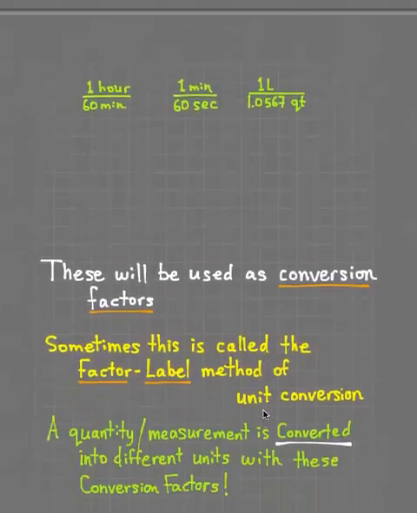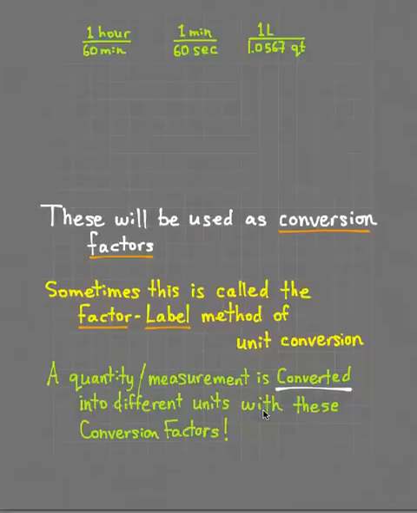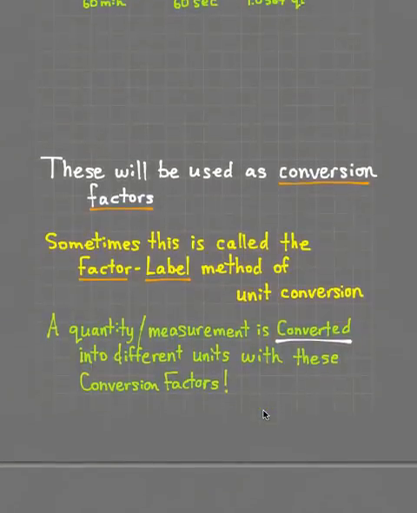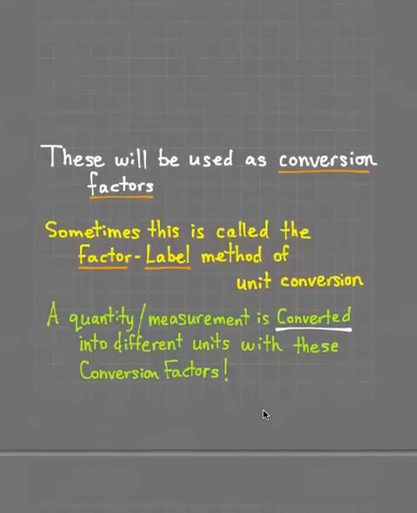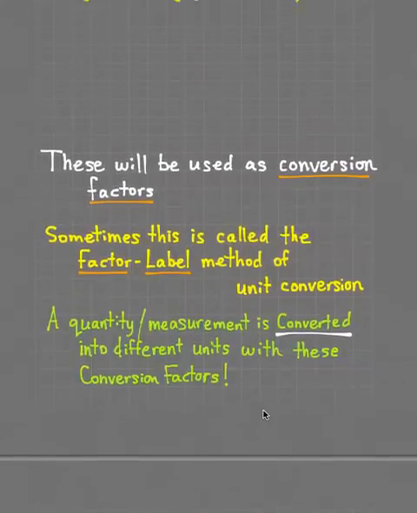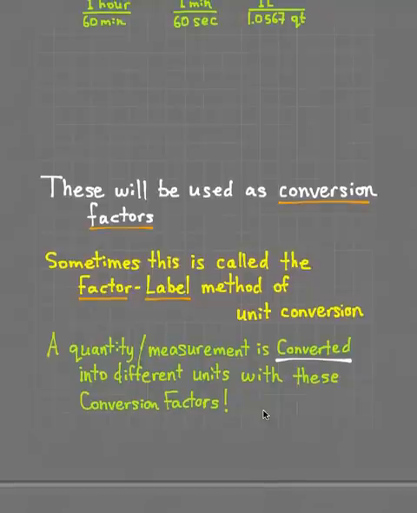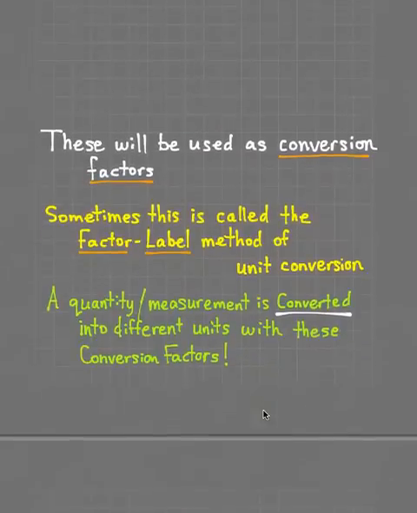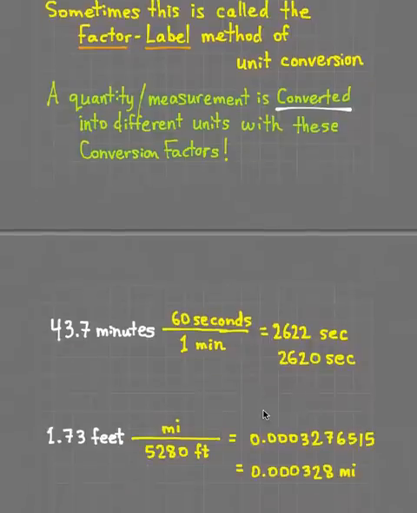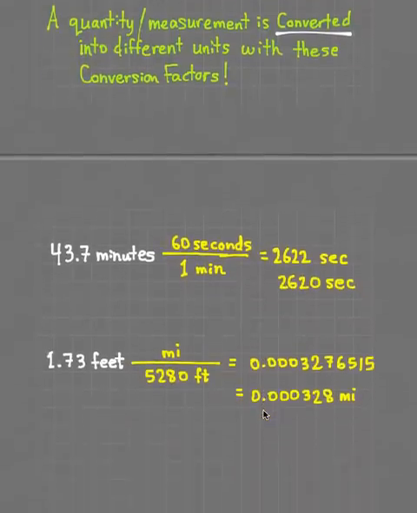Let's do some conversions. I call it also the factor of label method sometimes. It's used to convert one quantity into another. We're changing units from one to the other. Many years ago, a scientist for NASA forgot to convert metric to English or something, and he ended up crashing a multi-million-dollar Mars probe. I'm sure he lost his job.